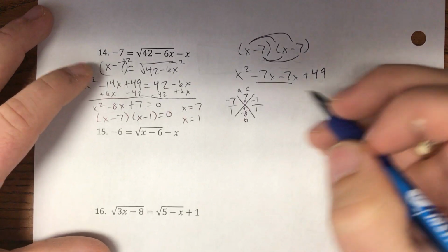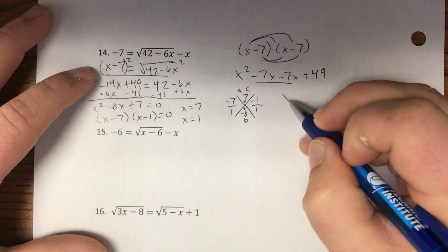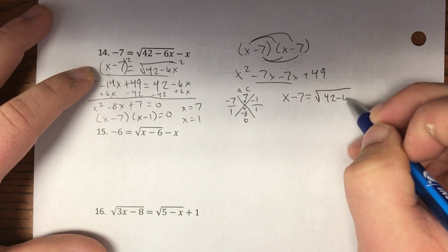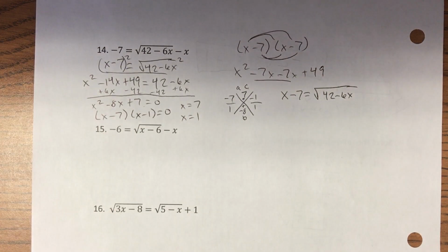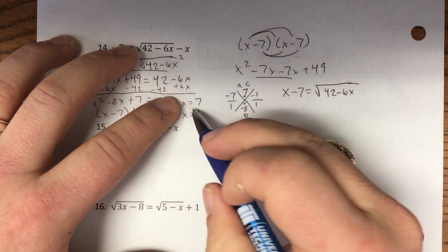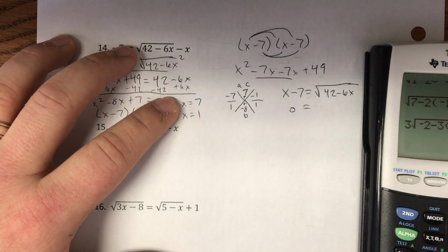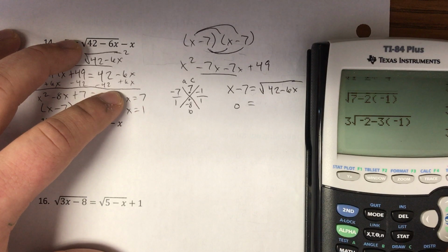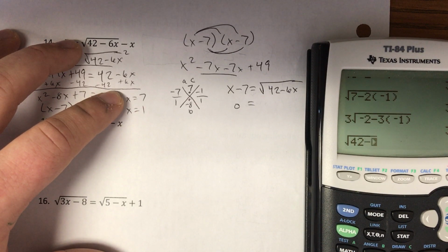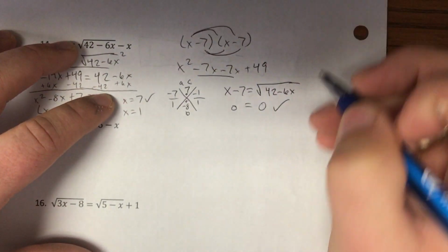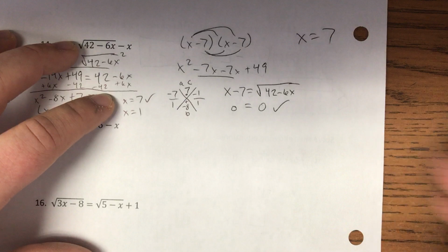Now I just got to check it. I'll check it with the second line right here. X minus 7 is equal to square root of 42 minus 6x. And so for the 7, 7 minus 7 is 0. On the other side, though, if I plug it into my calculator over here, square root of 42 minus 6 times 7, that's also 0. It checks. So I'll put x equals 7 up here.